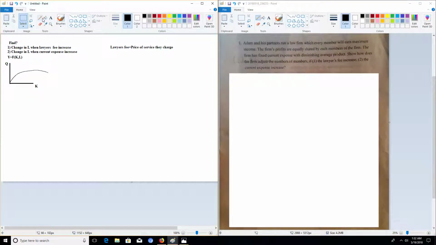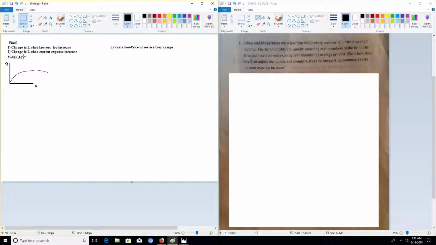Over here, we're trying to find two things. The change in labor when lawyers' fees increase, and the change in labor when current expenses increase. Now, before finding out what this is, there's a couple of assumptions here, right? This is obviously talking about production. This is a production function. So output, Y, which is also income, is a function of both capital and labor. Labor is obviously the members of the firm, Adam and his partners.